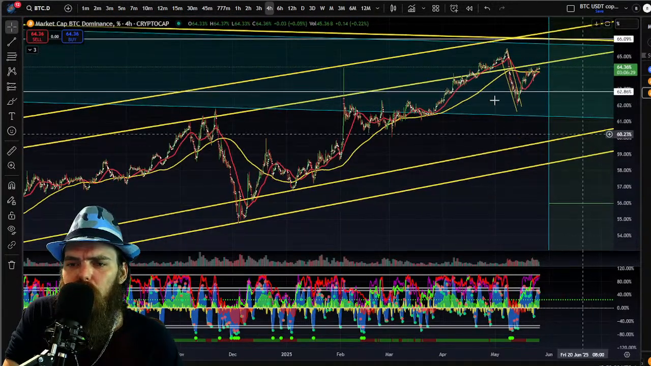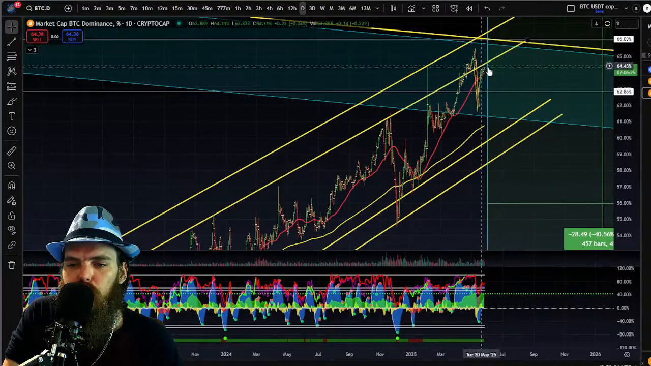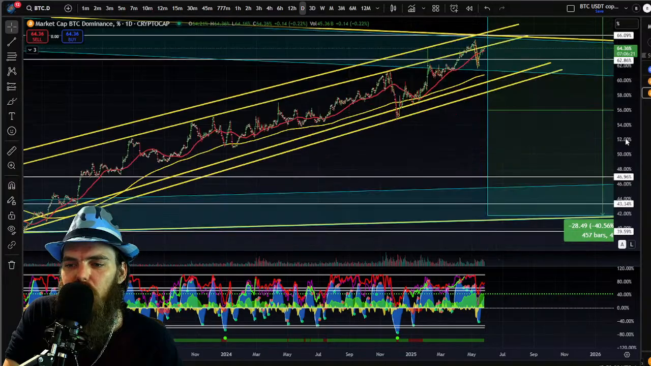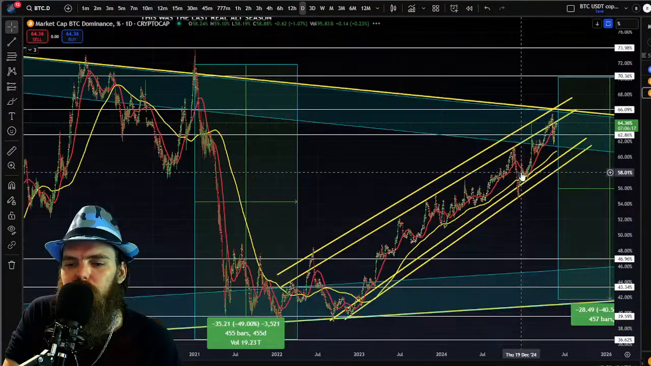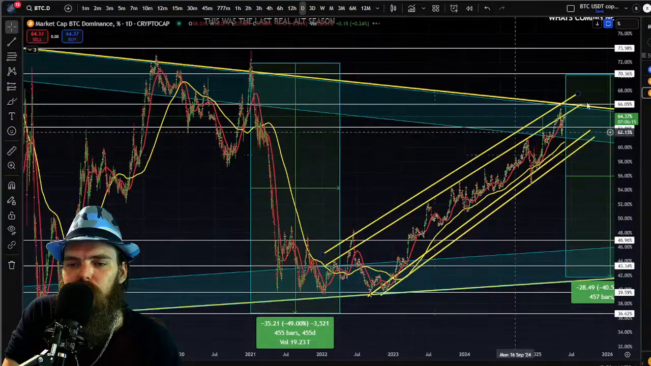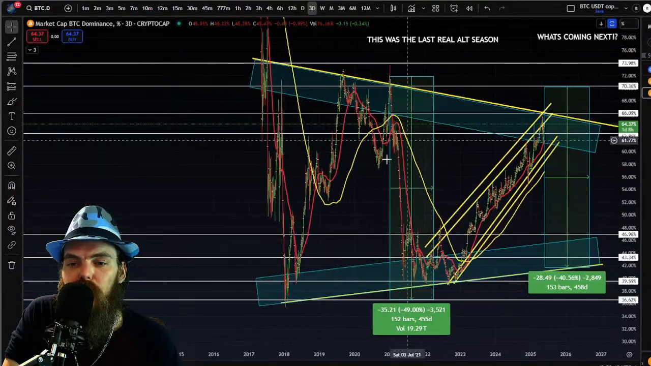Now we have to watch for this level to get rejected and the dominance to drop some more. I really think that we're very close.